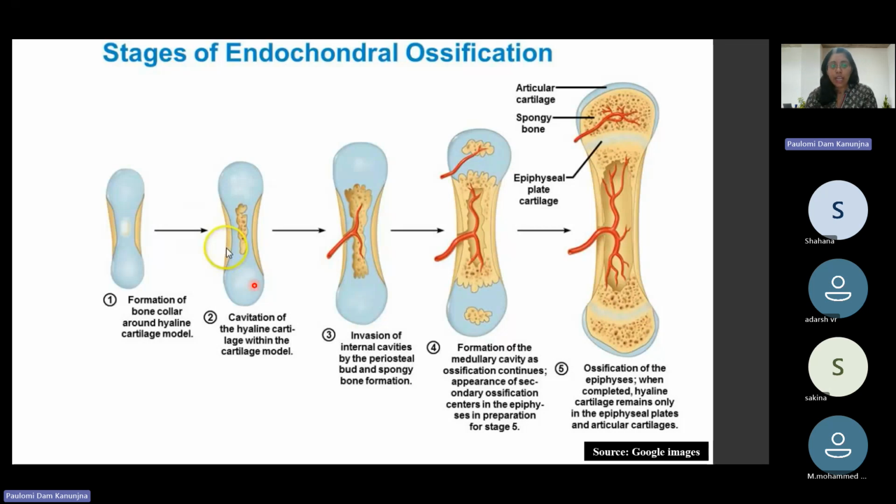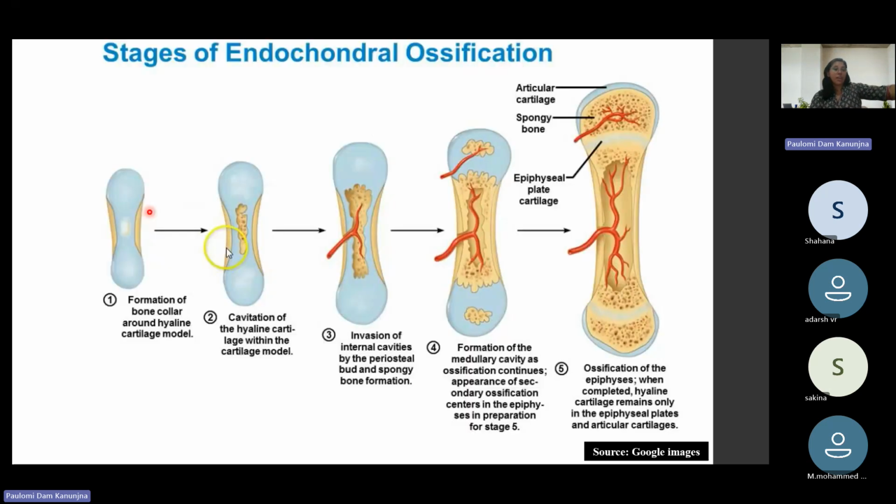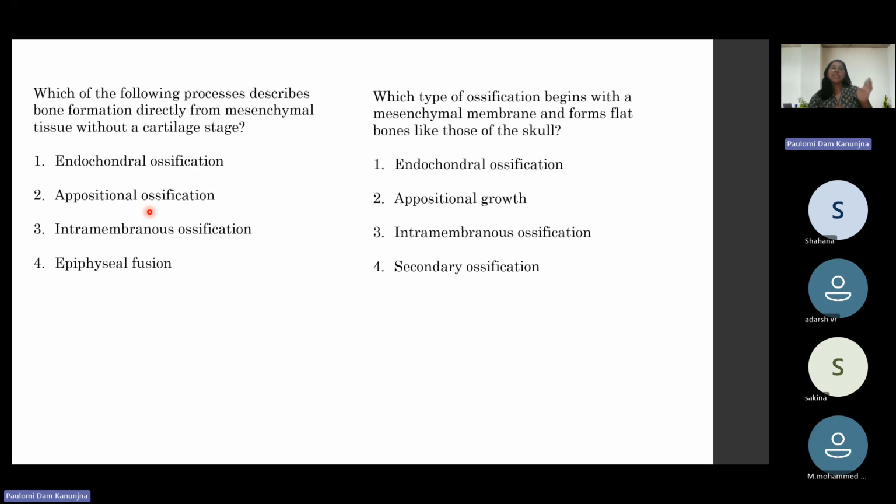Okay. And I guess the last one here. Yeah. Right. So which one of the following processes describes bone? Remember here, we had a cartilage from where your bone is forming. This one says which process involves bone formation directly from the mesenchymal tissue, no cartilage step. And the second one asks which type of ossification begins with a mesenchymal membrane and forms flat bones like those of the skull. So basically the same question again, but get me the term and then I'll explain what's exactly happening.